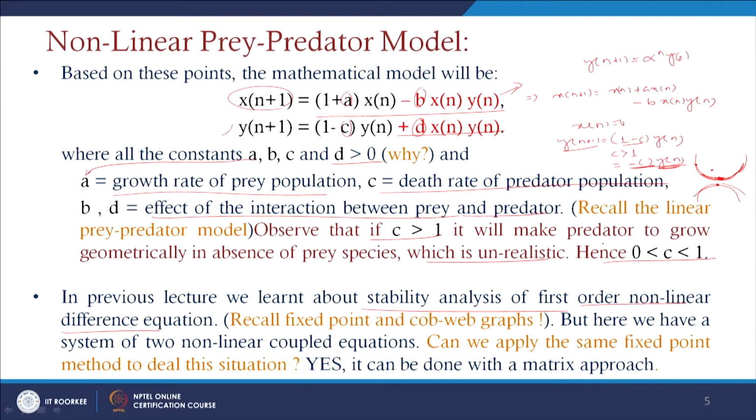So, in that scenario, when a stable point exists, we have learned in our earlier lectures that the fixed point and cobweb graphs were plotted to find the stability analysis of first order nonlinear differential equations. But here we have a system of two nonlinear coupled equations, represented in the form of x n plus 1 and y n plus 1. So, can we use the same analysis here, that is, the fixed point analysis or cobweb graphs? Yes, definitely you can use that, and it can be done through a matrix approach.